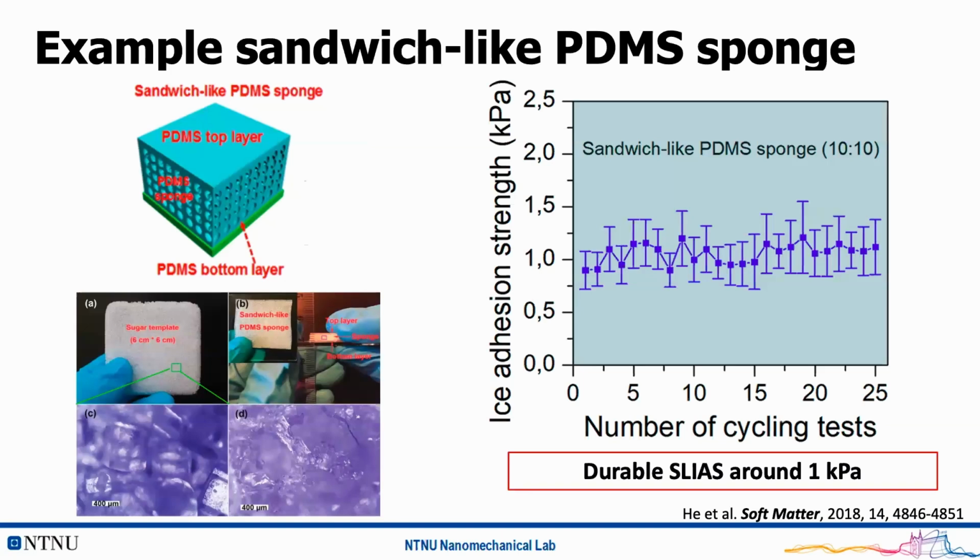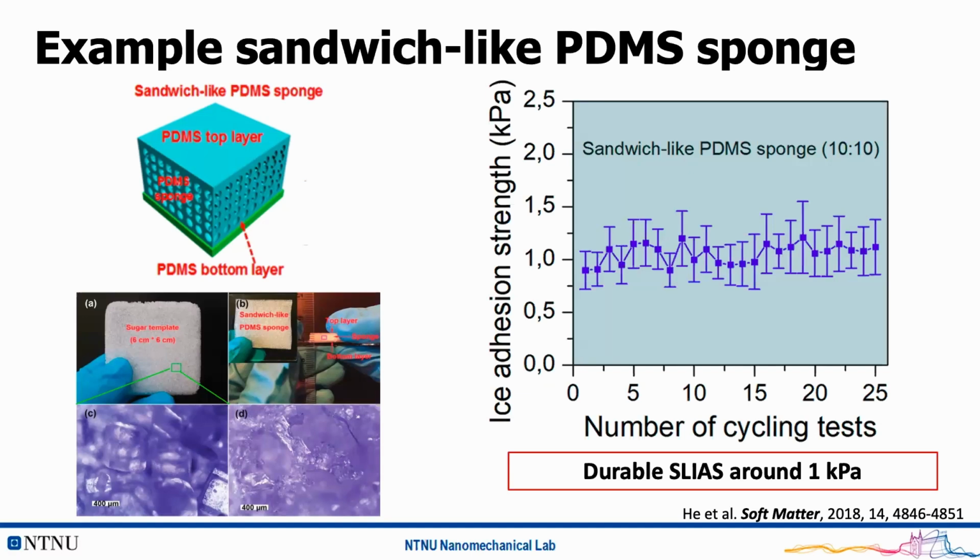This is one of the examples we have. It's a sandwich-like PDMS sponge. The top and bottom layers are smooth PDMS layers, while the middle is a porous layer. In the illustration drawing it's an ordered structure, but in the real material this porous structure is very disordered. We use a sugar template to prepare the sponge. We found that the ice adhesion strength is very low, around 1 kilopascal, and even with cyclic icing and de-icing, it kept a very low ice adhesion around 1 kilopascal. So it's not only super low ice adhesion, it's a very durable surface we developed.